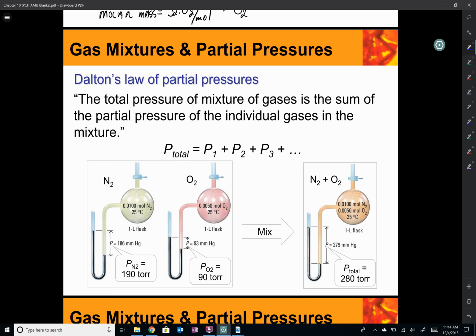And welcome to part 3 from chapter 10 for general chemistry. We're going to be finishing up the chapter on ideal gases. And the last topic that we really need to cover is this idea of partial pressures.